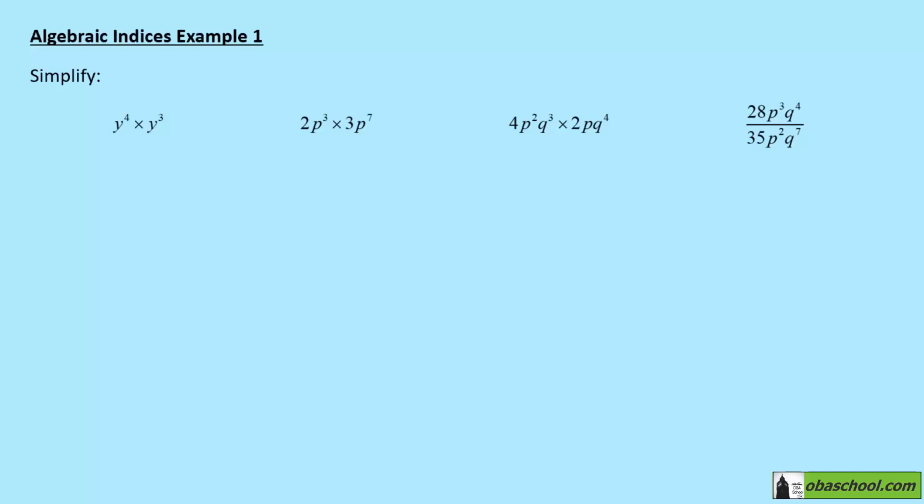So we want to simplify the following. Now the first one is just the multiplication law. And remember, with that law, as you saw in the intro, we just add the indices. So that's just y to the power 7.